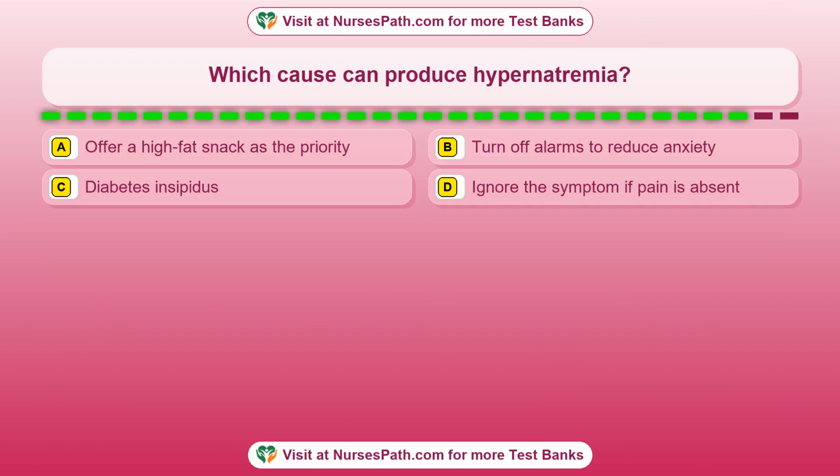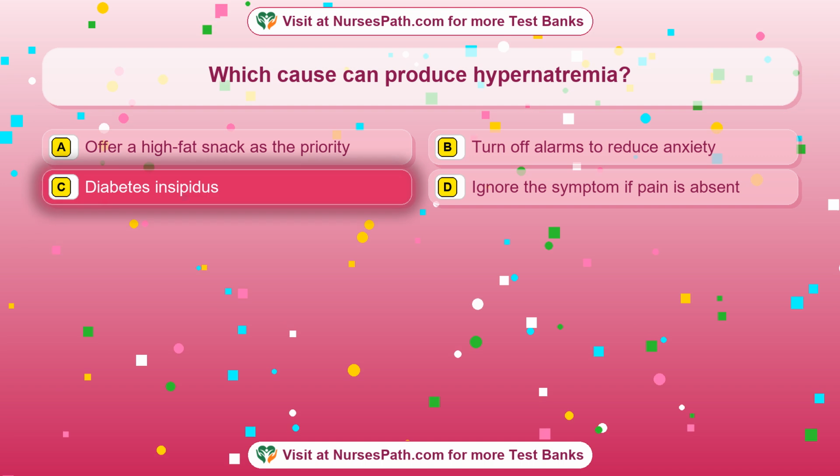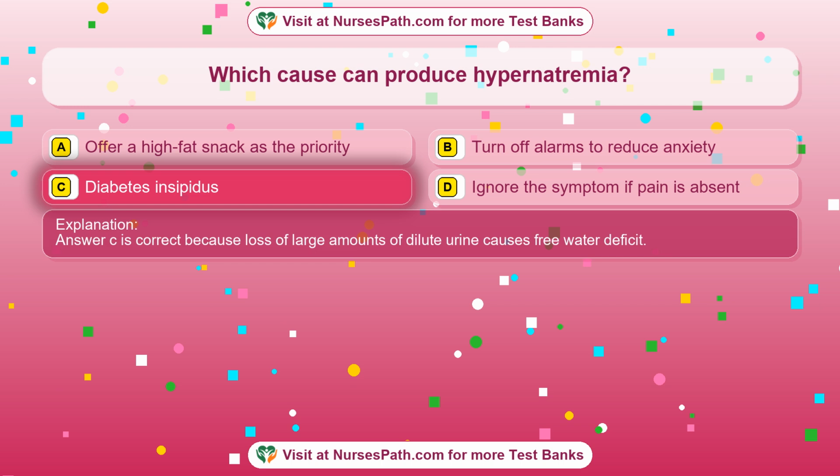Question 7. Which cause can produce hypernatremia? Option A. Offer a high-fat snack as the priority. Option B. Turn off alarms to reduce anxiety. Option C. Diabetes insipidus. Option D. Ignore the symptom if pain is absent. The correct answer is option C. Diabetes insipidus. Answer C is correct because loss of large amounts of dilute urine causes free water deficit.